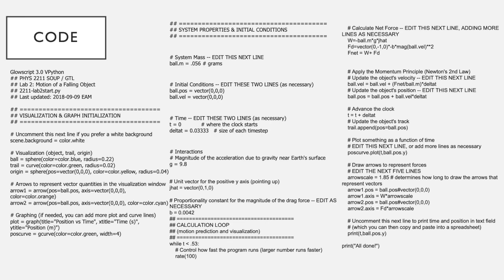For the equations, the acceleration due to gravity is negative 9.8. Fd is the proportionality constant times the ball's velocity squared, and the weight is the ball's mass times the gravity. Both of these terms were multiplied times a unit vector to make the code run smoothly. The net force is the sum of both the weight and drag force.